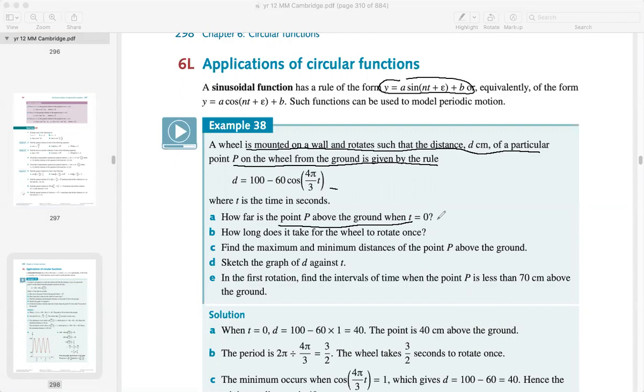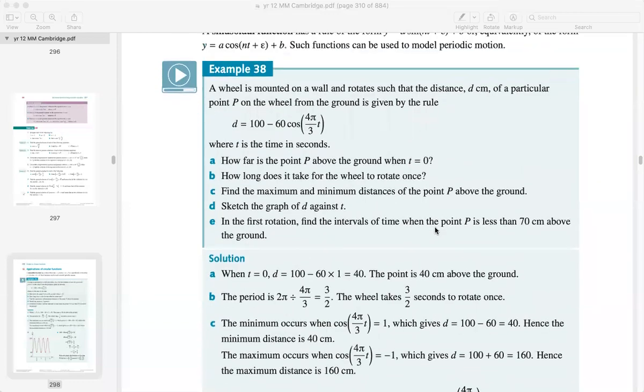For the period, again, we use the formula to get the period: 2 pi divided by 4 pi on 3. And then they ask for the maximum and minimum distance, for which we make sure that our cos value is between -1 and 1, because t is any value greater than or equal to 0, so I can keep going. And they ask us to sketch the graph.